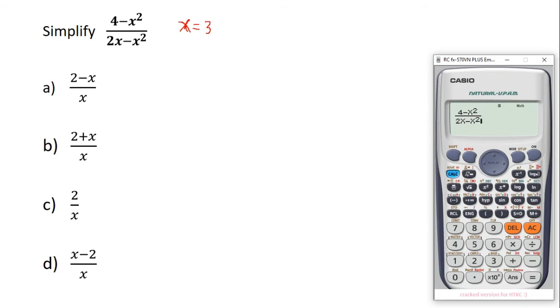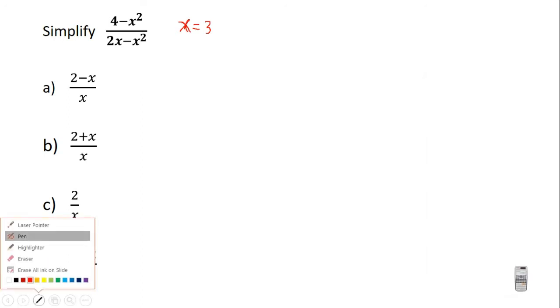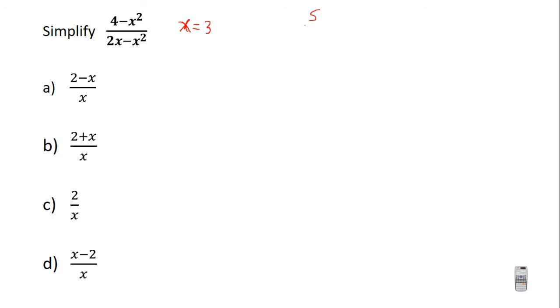So when you click on calc, your calculator will be asking you X question mark. What that means is, which value of x should you use? We have assumed that x is equal to 3. So you tell the calculator you should use 3. So you press 3, then you press enter. Now you see the calculator is giving us 5 over 3. Now this is very important. So you write that answer down. 5 over 3. So what this means is that when x is equal to 3, this whole expression here is 5 over 3.